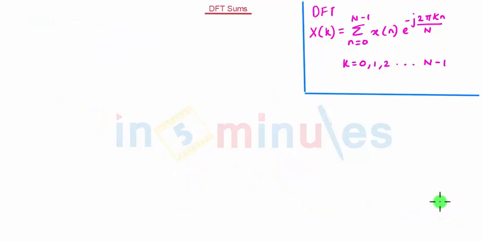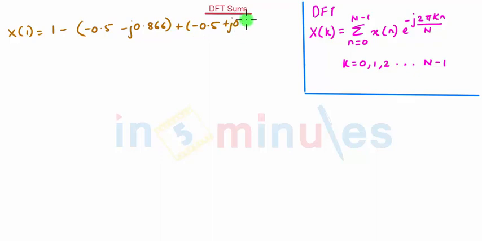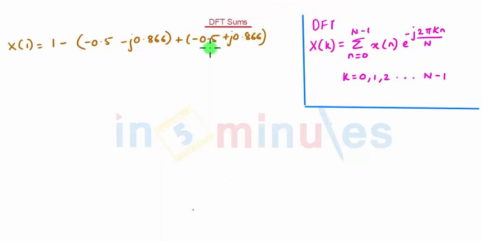By using the e raised to j theta formula, the value comes out to be X of 1 is equal to 1 plus (minus 0.5 minus j 0.866) plus (minus 0.5 plus j 0.866). So now finally these both the terms are cancelled. So the answer comes out to be 1.